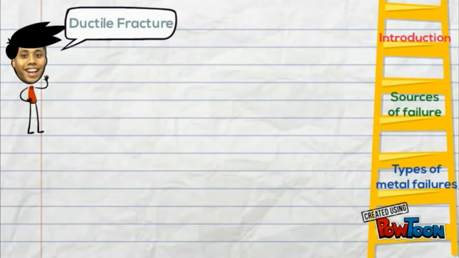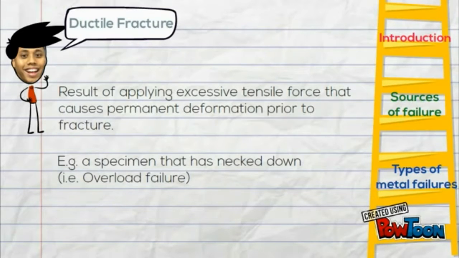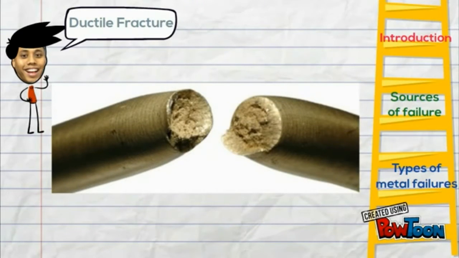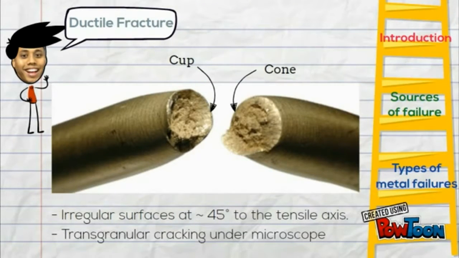Let's first talk about ductile fracture. This fracture is a result of applying excessive tensile forces to cause permanent deformation prior to fracture. A common instance would be when a tensile specimen has necked down before fracture, also known as overload failure. There are several points to note in the identification of ductile fractures. Firstly, the fractured surfaces of the specimen will show a cup and cone appearance, with the cup showing many irregular surfaces at about 45 degrees to the tensile axis, which accounts for the fibrous look. Ductile fractures also typically show transgranular cracking when examined microscopically.